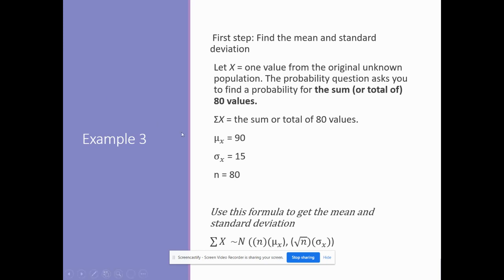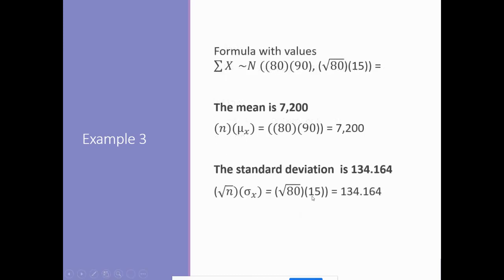So I'm going to break down the problem. It gave me the mean, the standard deviation, and my sample size. Then I've got to plug it into this nasty formula down here, but it's really not that bad. So let's go look at it. Okay, so here we go. I just plugged everything in here. And the first part right here is basically my mean.